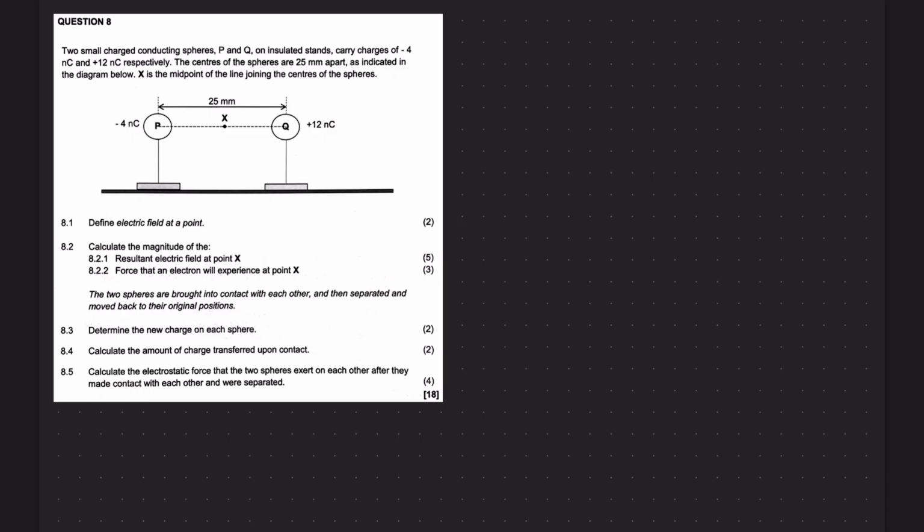So magnitude means just give the value. The direction is not necessary. Of the resultant electric field at point X. So if you scroll to the electrostatics datasheet, you're going to have two equations for electric field. E equals kq over r squared, and E equals F divided by small q.